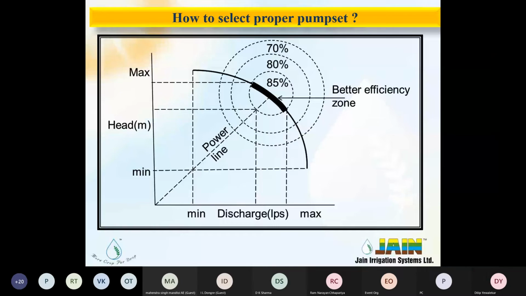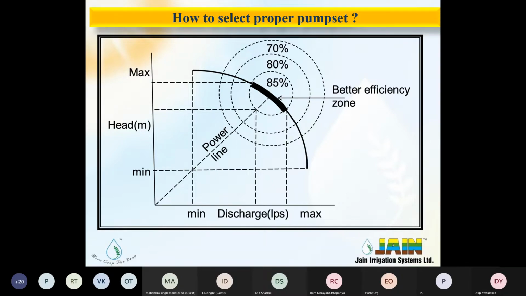In this graph, you can see along the x-axis the discharge rate is given in liters per second. Along the y-axis is the total head of the pump in meters. So in the pumping system, when the head is maximum, the discharge is minimum. When the head is minimum, the discharge is maximum. This is the relation of the pump, and the curve is the performance curve of the pump.